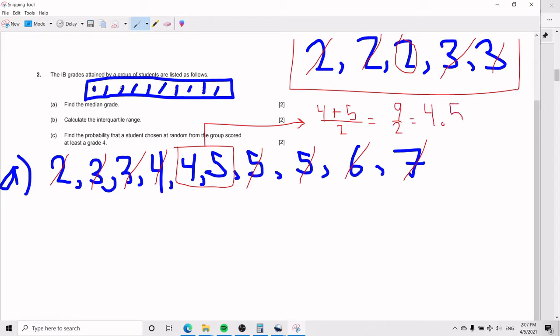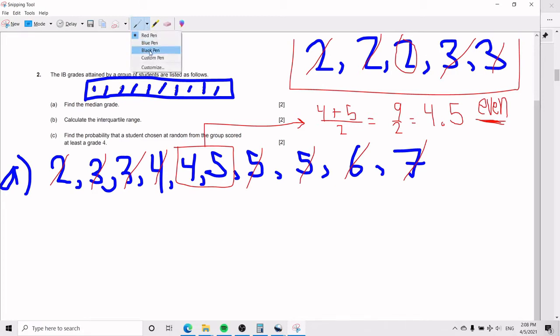This is always going to happen when you have a sample size of an even amount. Here we have 10 students, and whenever that happens, you're going to have to do this process. But that is how you get the median grade for part A.